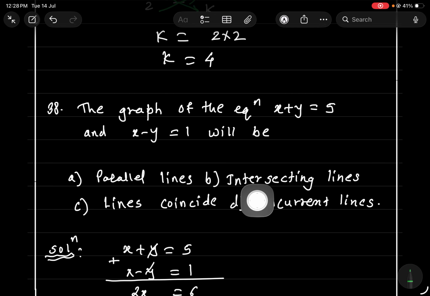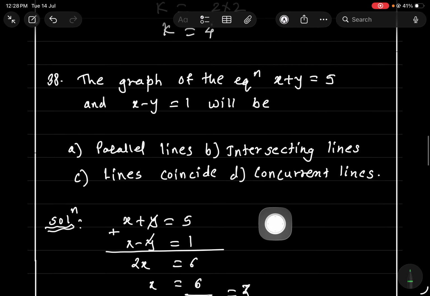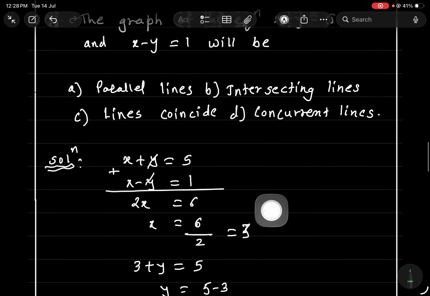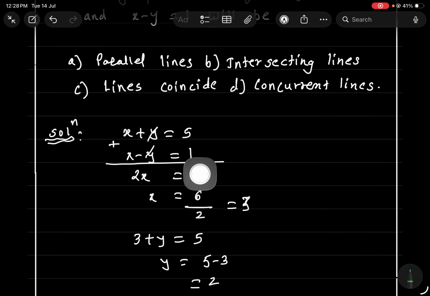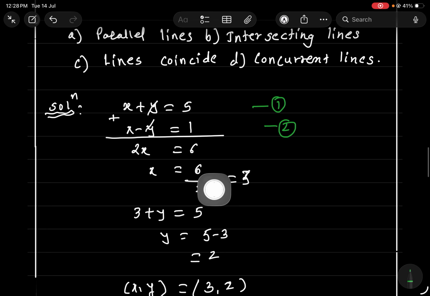Here it is an MCQ, so there is no need to draw the graph, but we have to solve. How to solve? Two equations are given, so you have to find the solution. We have to add these two equations, equation 1 and equation 2. Adding them, you can eliminate y because of plus and minus, so 2x equal to 6, x equal to 6 upon 2, that is 3.